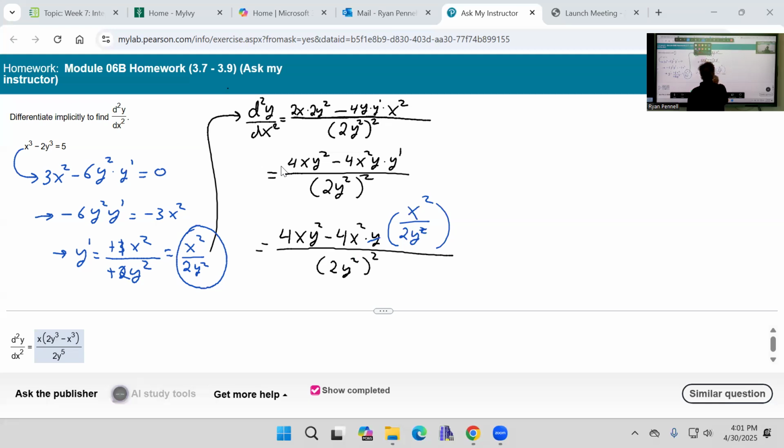So now we're just stuck in algebra. Now it's just an algebra problem. But sometimes that's the hardest part. And if we want, maybe now's a good time to say that this is 4y to the fourth. Okay, everybody has a 4. Everybody has an x on the numerator at least.